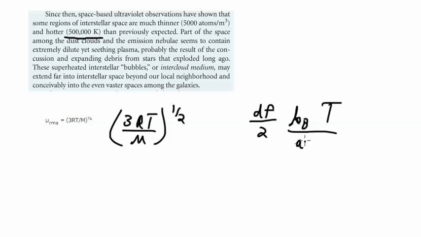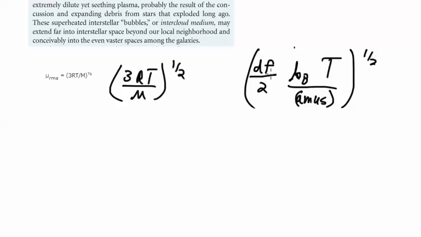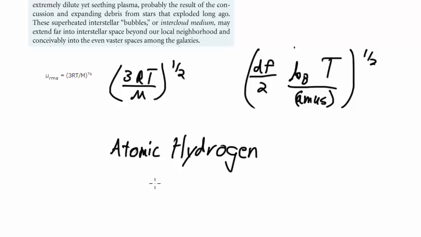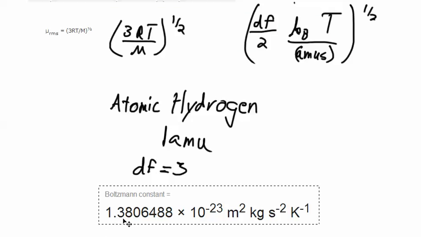I'll just write that as AMUs, which stands for atomic mass units, and that would all be taken to the 1/2 power 2. So to get this number to be as high as possible, let's use atomic hydrogen with mass of 1 atomic mass unit. Degrees of freedom for a monatomic gas is 3. K sub B is 1.38 times 10 to the negative 23rd times this crazy thing.